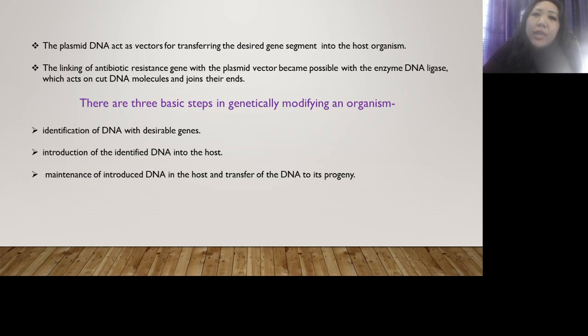There are three basic steps in genetically modifying an organism. First, identification of DNA with the desirable gene. Second, introduction of the identified DNA into the host organism. Third, maintenance of the introduced DNA in the host and transfer of the DNA to its progeny.